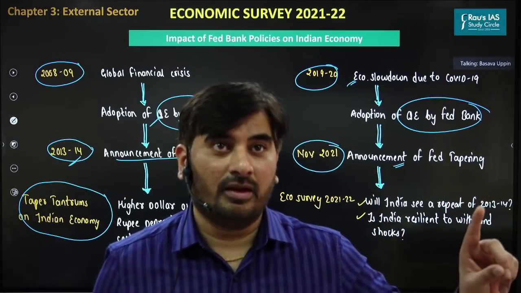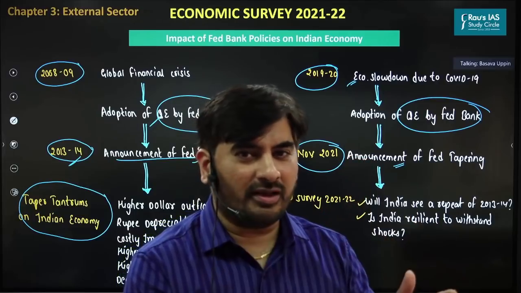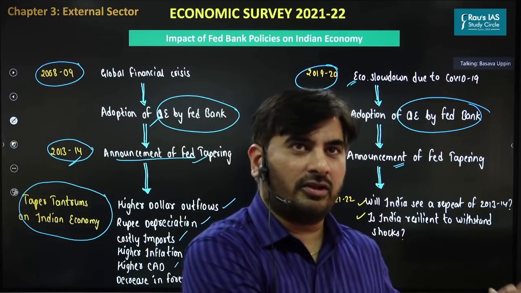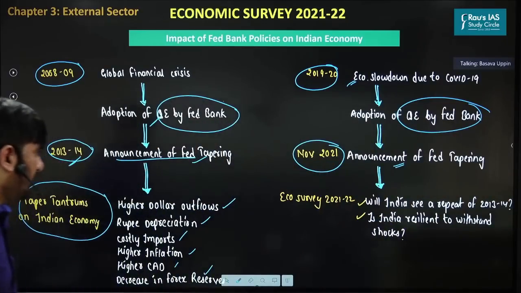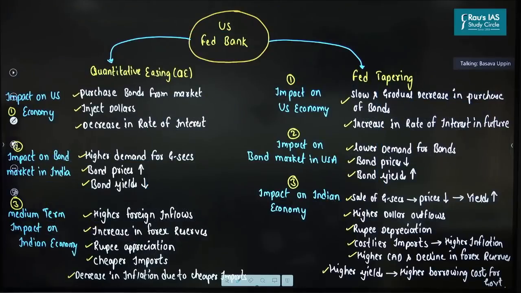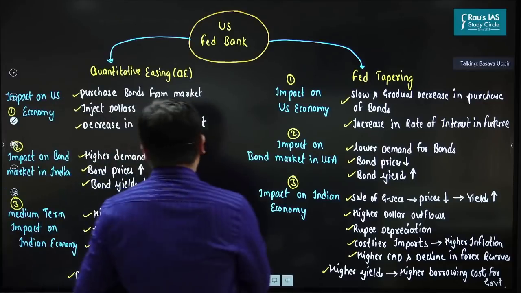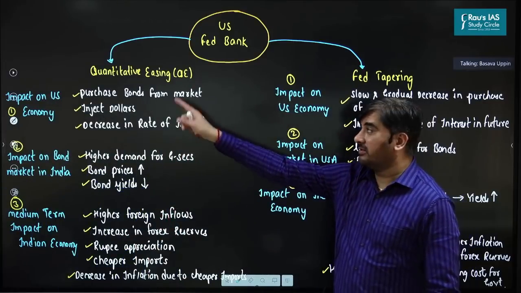Are we clear? So let's convert it into UPSC-centric knowledge and discuss it purely from the perspective of the UPSC prelims examination. So what I have done here is, in this slide I have incorporated how the US Fed Bank policies have an impact on the Indian economy, both on our bond market as well as on our entire Indian economy. So let's understand this, starting with quantitative easing. Please focus on this side.